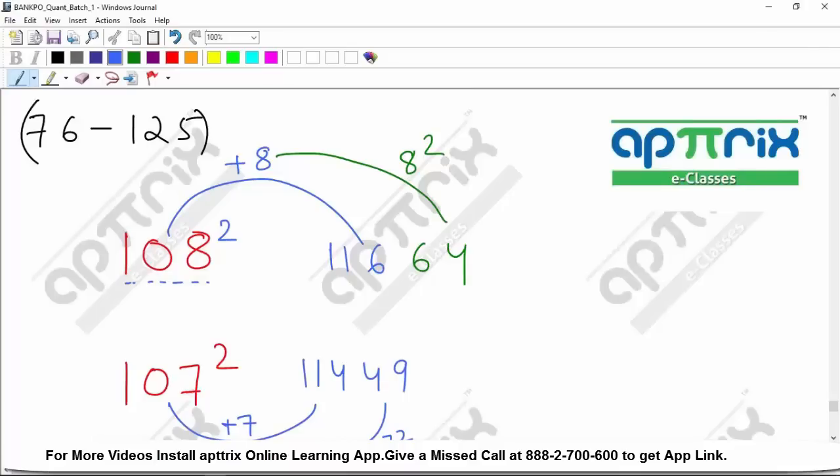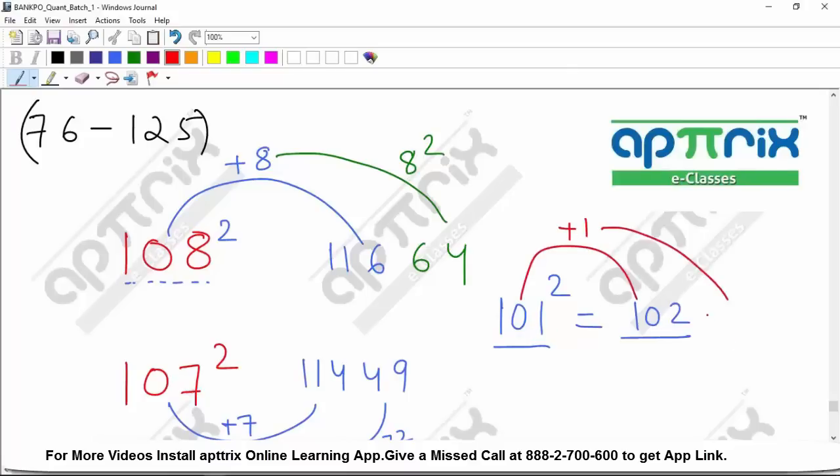Whatever number you are getting, suppose you would have got 1. For example, suppose you are calculating 101 square. In 101 square, the first 3 digits will be 102, because this is 1 more than 100. So 1 will be added and you will get 102. But then 1 square must not be written as 1. It must be written as 01. So the final answer will be 10201.